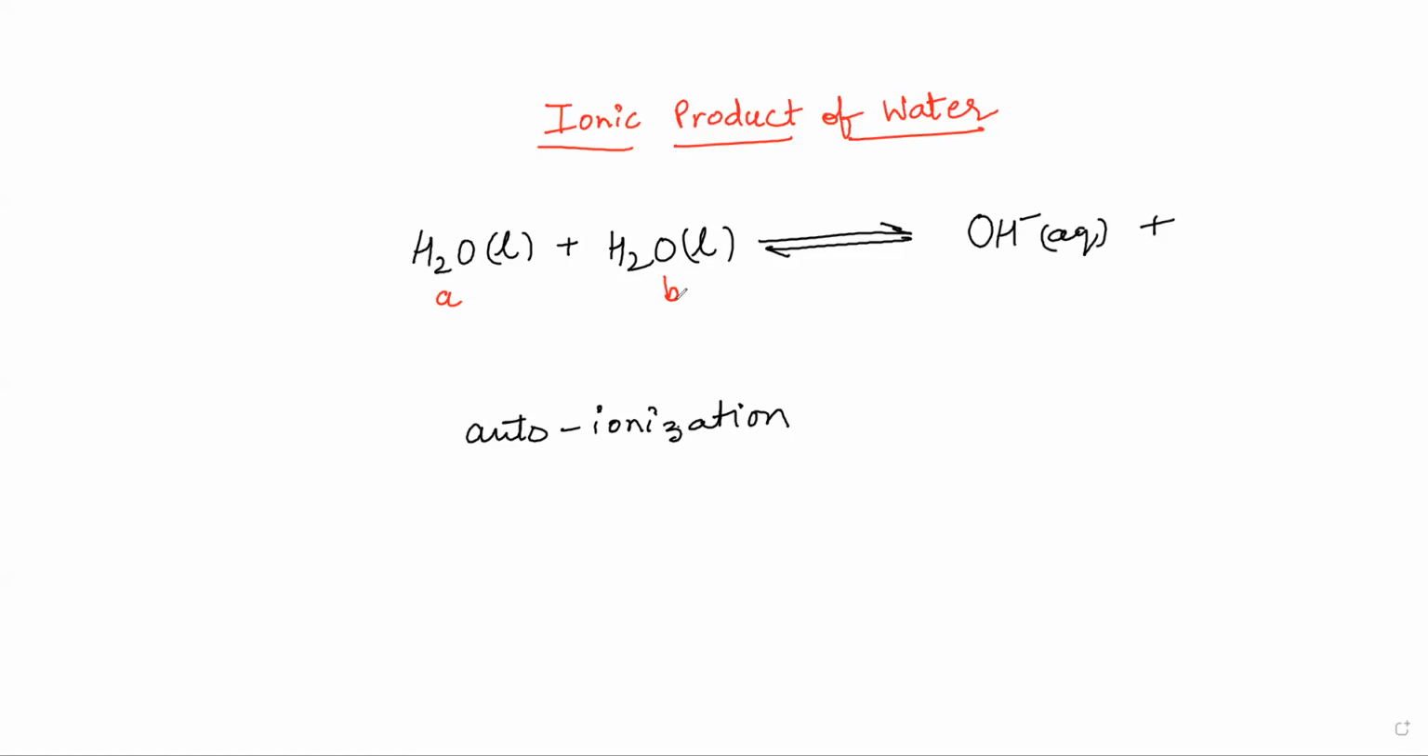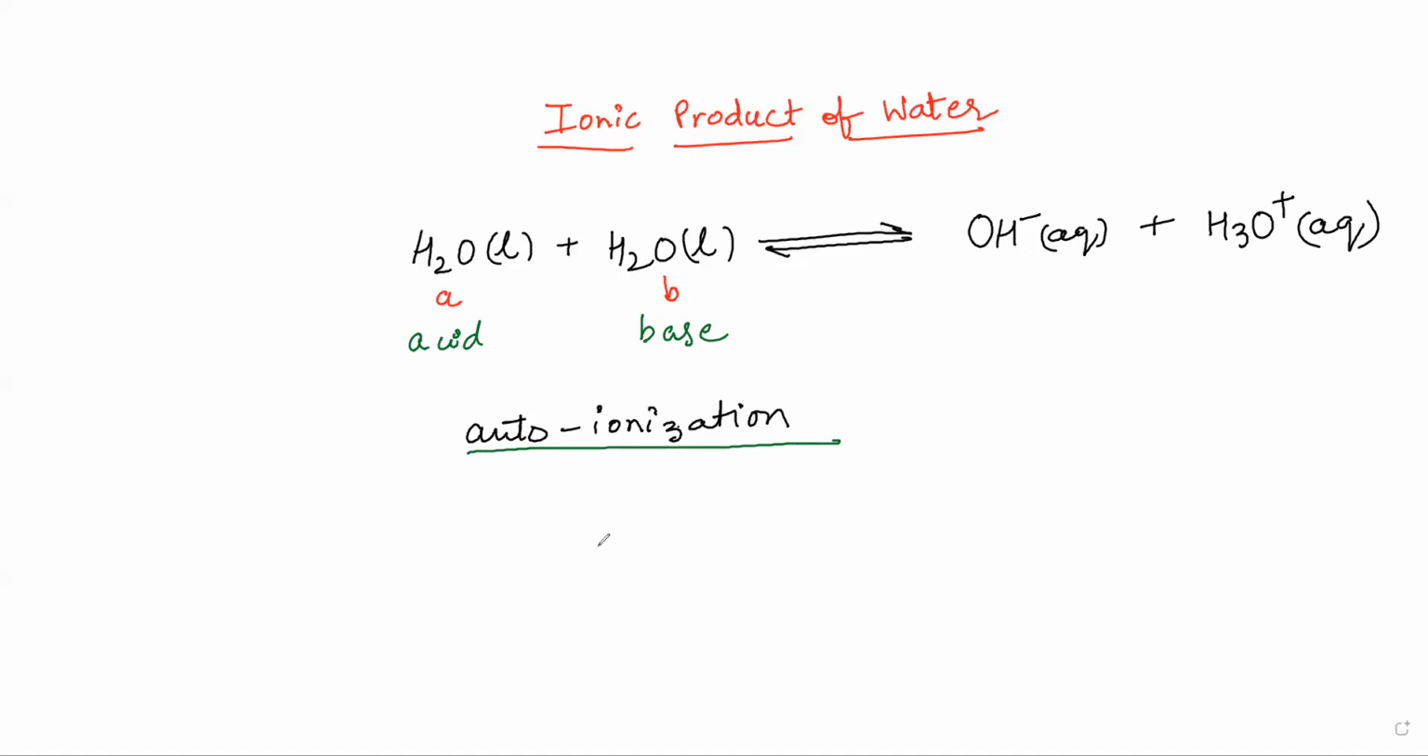And the B water molecule will accept a proton. After accepting a proton, it will change into H3O positive. Fine. So water is gaining a proton as well as losing a proton. This water molecule is acting as an acid and this water molecule is acting as a base. This is known as auto-ionization. We call this process the auto-ionization of water.